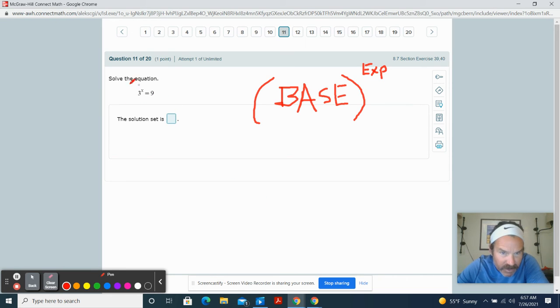Now, this one here is a pretty simple one. You might be able to solve this in your head. The solution of 3 to the x equals 9 is, yes, 2. 3 to the second power is equal to 9, and that's what we put there.